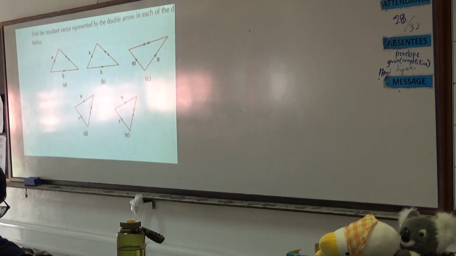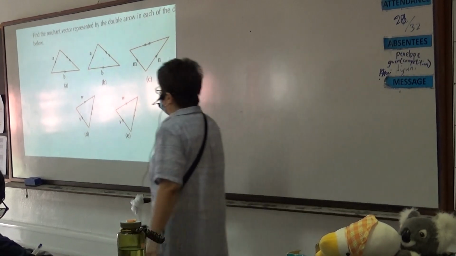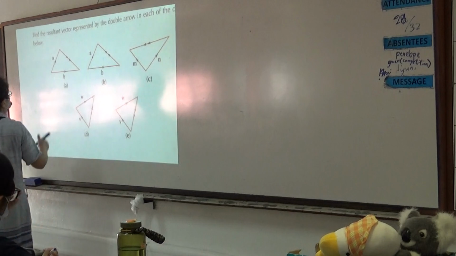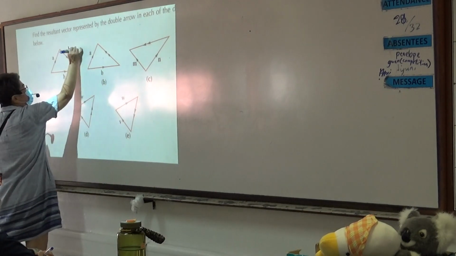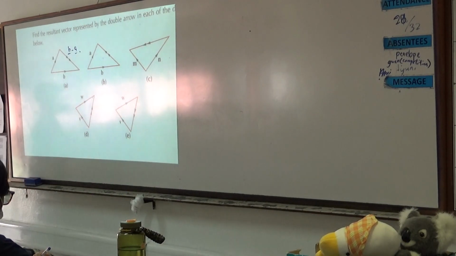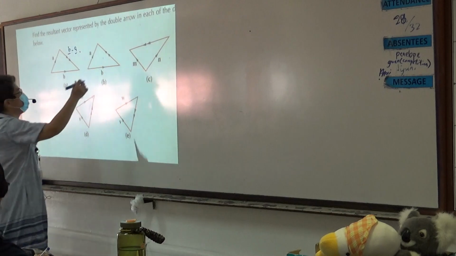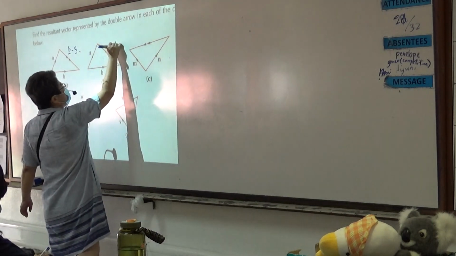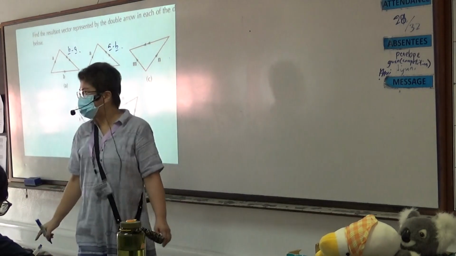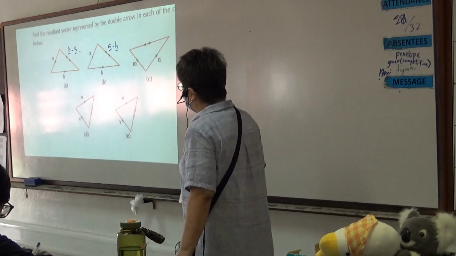Okay, let's take a look. B minus A, correct? Can you get B minus A? Yes, good. Next one. A minus B, right? Correct? Because both of them start from the same place.